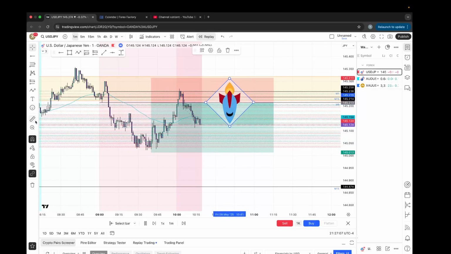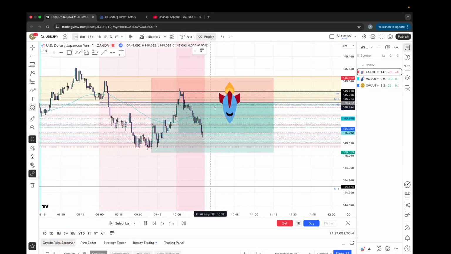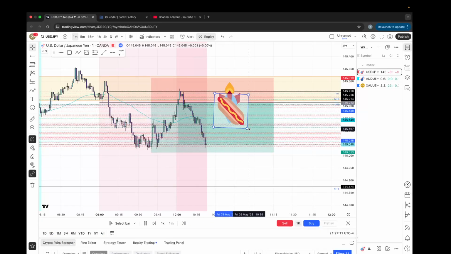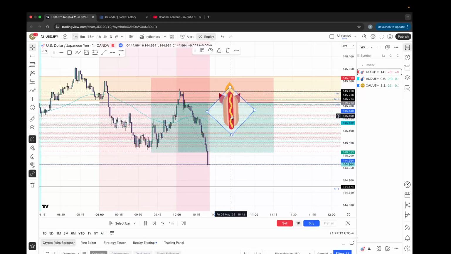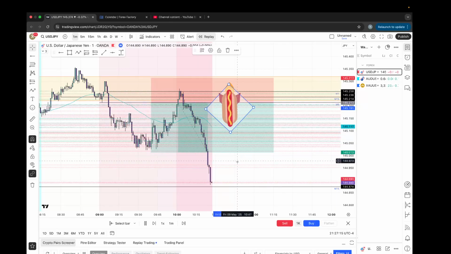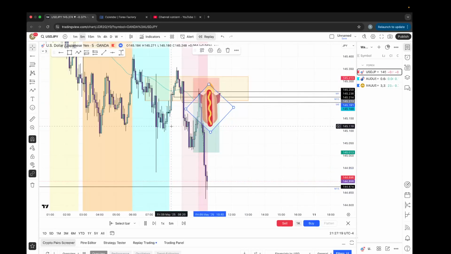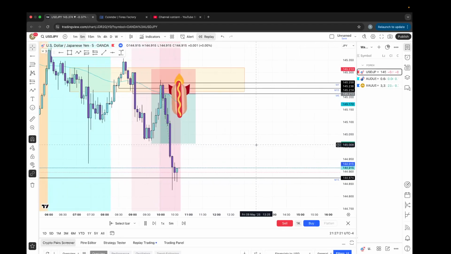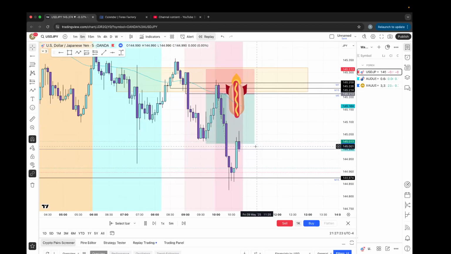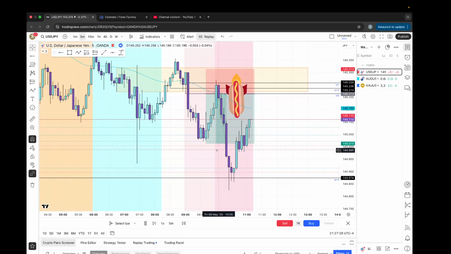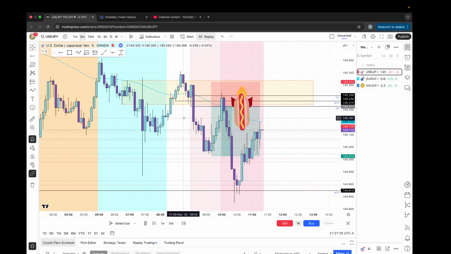We had our trusty Glizzy rocket ship take us all the way down to TP2 beautifully. As soon as you have the Glizzy escort, you're getting the TP2 automatically. So this was a beautiful trade, beautiful change of bias mid session. Very patient, very in tune with the market, understanding what the market is doing. It's breaking demand, shifting structure.